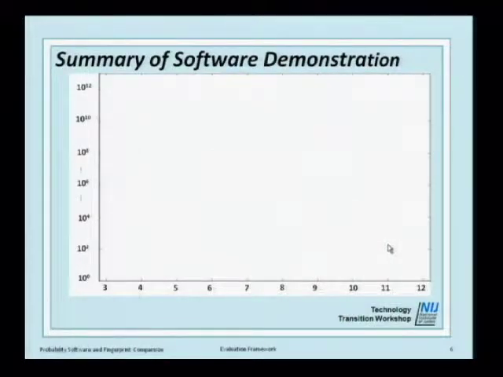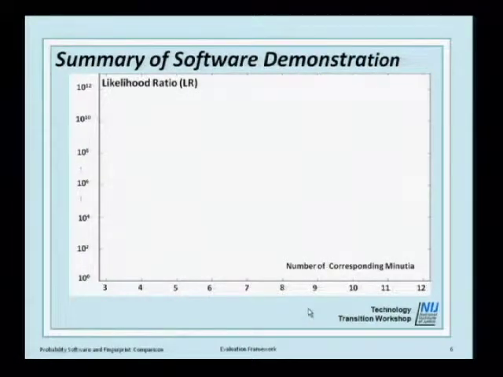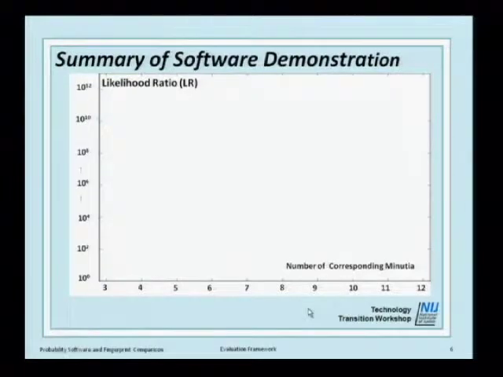So this is going to be my graph. Got two axes. Strangely enough, most graphs have two axes. So along the x-axis, that's the one along the bottom, you've got the number of corresponding minutiae between 3 and 12. Okay, it's not going above 12. Software doesn't work above 12. We've already said above 12, you don't really need probability. And along the y-axis there, we've got likelihood ratios ranging from 10 to the 0 up to 10 to the 12.